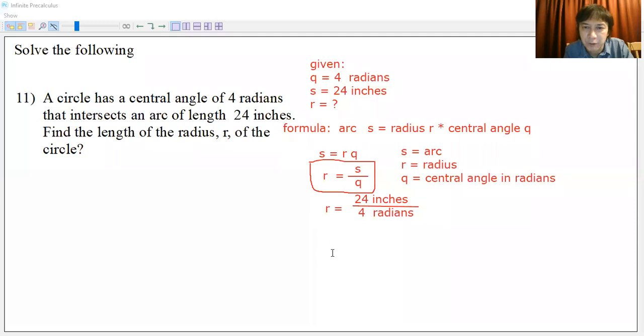And the final answer will be 24 over 4. That will just be 6. And this will be, of course, 6 in inches. Okay, you can ignore the radians there.